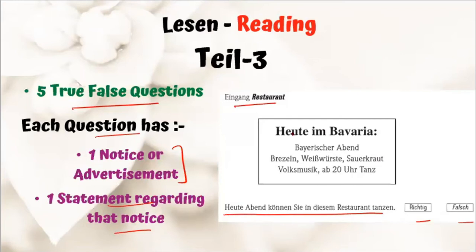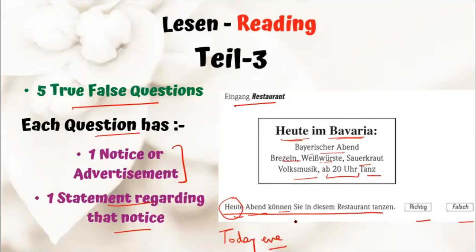Now, this advertisement says: heute in Bavaria, Bayerische Abend, Brezel, Weißwürste, Sauerkraut, Volksmusik, ab 20 Uhr, Tanz. Now, the first words are heute Abend, that is today evening, können Sie, like can you, in diesem Restaurant, in this restaurant, tanzen, that is dance.